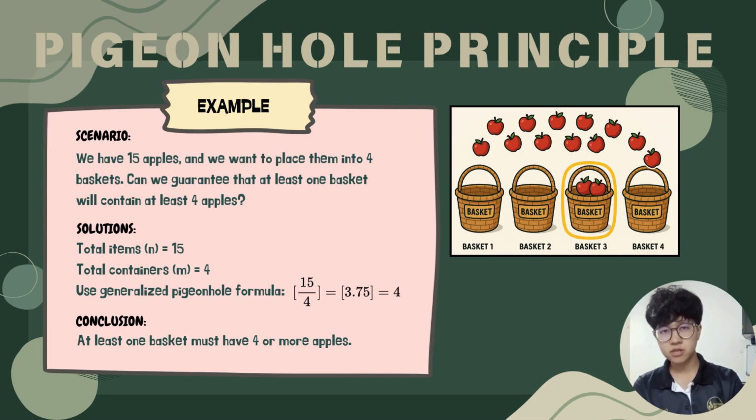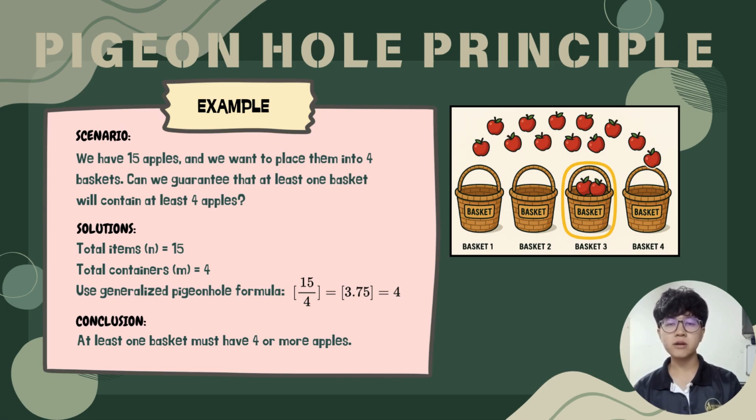Imagine we have 15 apples and we want to put them into 4 baskets. Now we use the pigeonhole principle to see what will happen. We divide 15 by 4, that gives us 3.75.